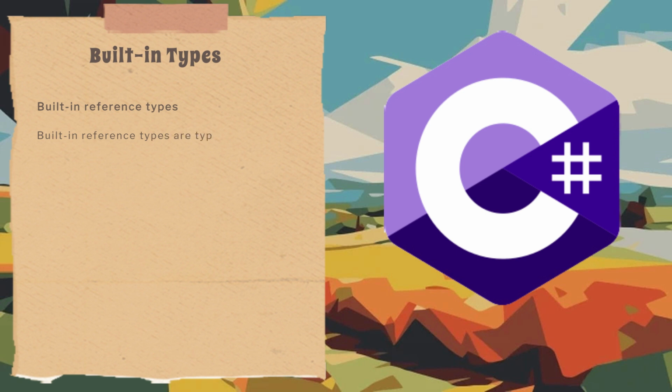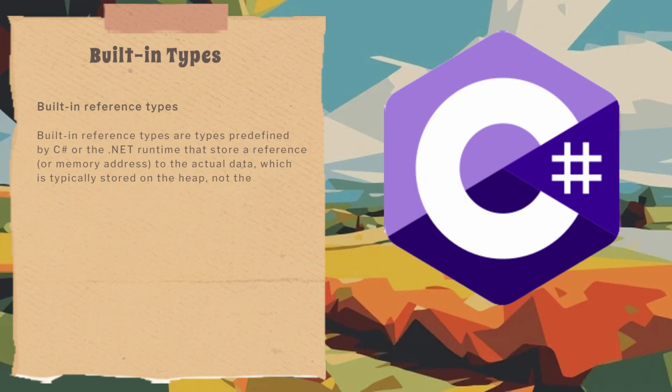Built-in reference types are types predefined by C# or the .NET runtime that store a reference, or memory address, to the actual data, which is typically stored on the heap, not the data itself. Examples of built-in reference types include string, object, and dynamic.